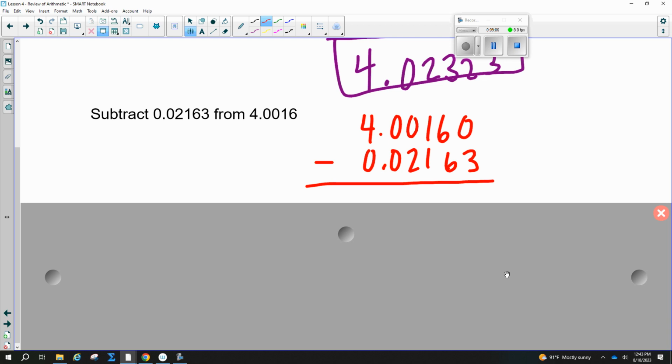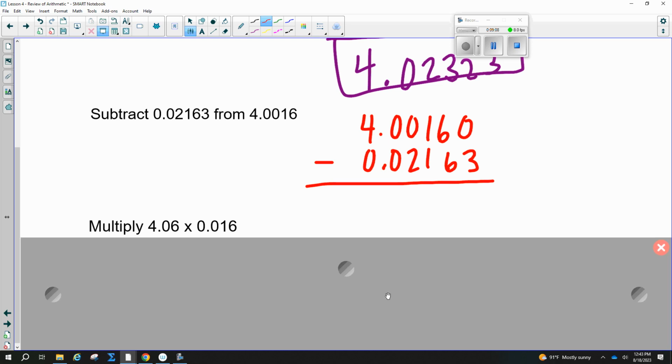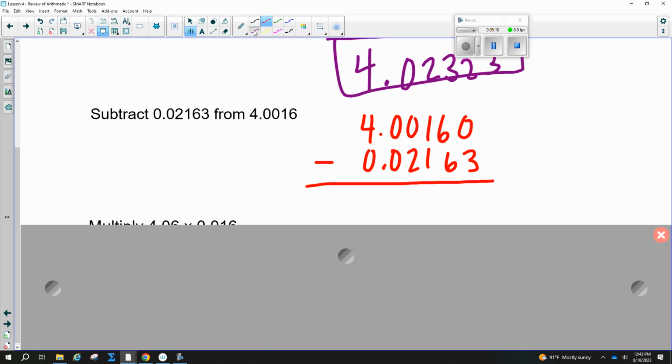Okay, and we have to remember how to borrow. So I can't do 0 minus 3, so I need to borrow from the 6. That would make it a 5. Now I have a 10 minus 3, which is 7. Okay, I can't do 5 minus 6, so I have to borrow from here. Make it a 0. Then you have a 15. Okay, so I have 15 minus 16, which is 9.